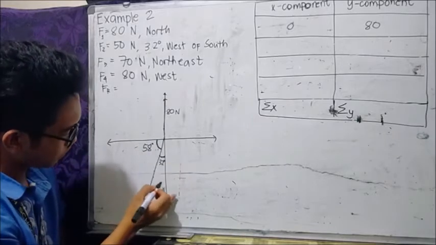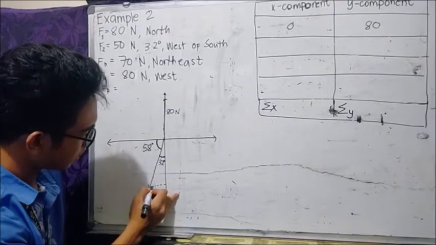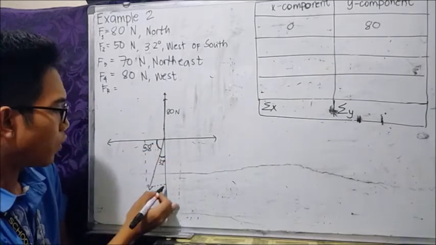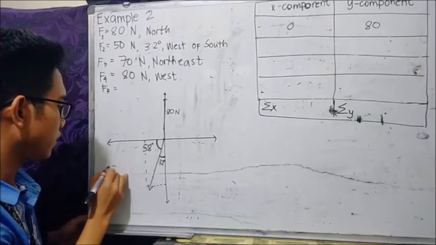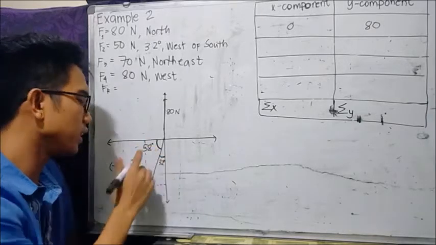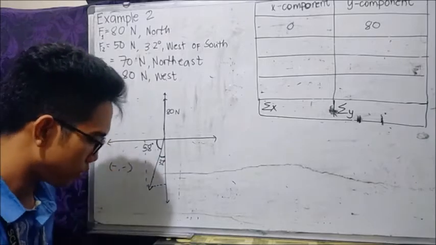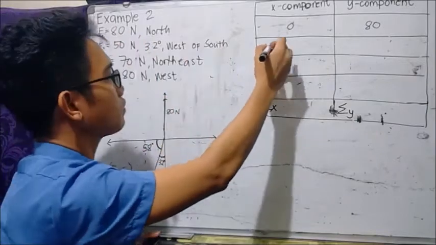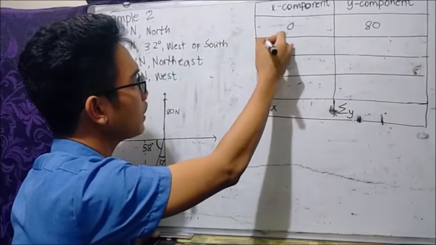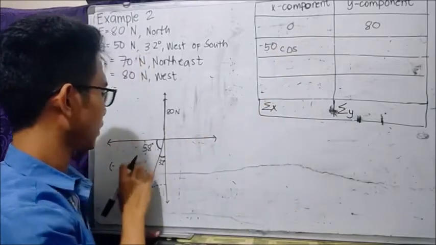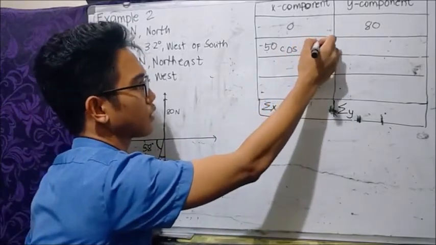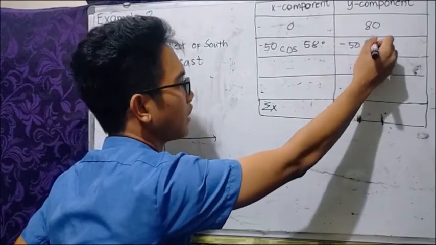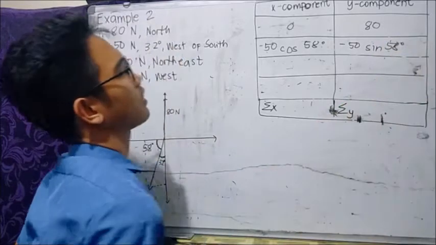So this is your x component, and this is your y component. Your x component is negative, of course, because it is in the third quadrant, and your y component is also negative. So we can say that the x component of this F2 is negative 50 cosine 58 degrees, and your y component is negative 50 sine 58 degrees.